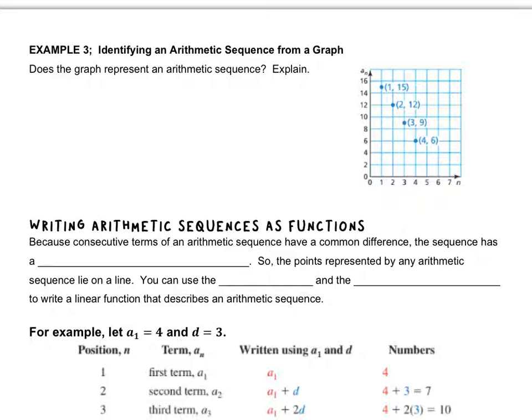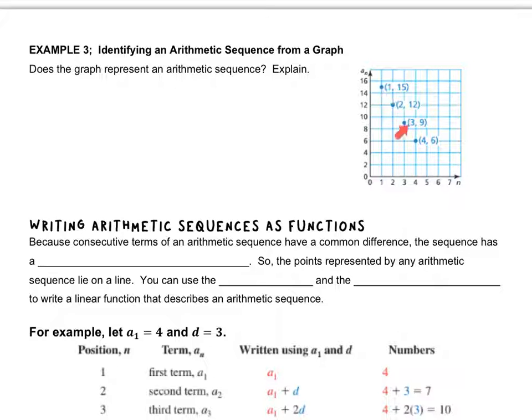This next question asks us to figure out if the graph represents an arithmetic sequence. So if we're looking at a list, we're looking for that common difference, the same number being added or subtracted. In a graph, we're also looking for it to be a line. So these kind of look like they're in a line. So perhaps let's just check the values.